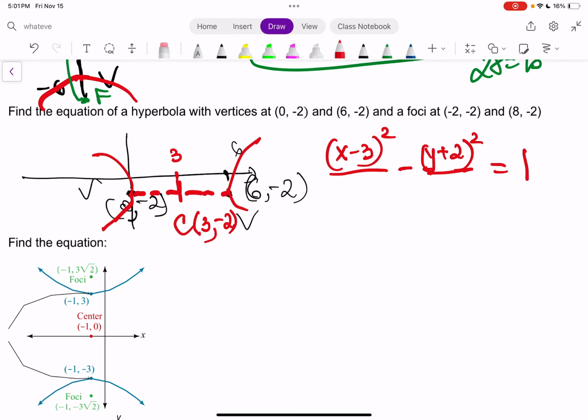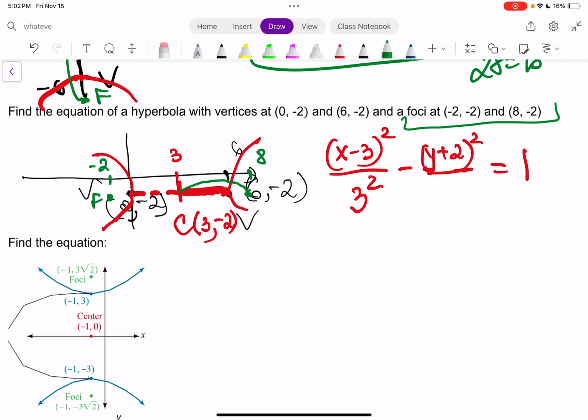And now, we already know what's the distance between the center and that vertex, the a value. So the a value is 3, and it goes in an x direction, yes? So now I have to, again, try and figure out that b value. So same thing as with the problem above. We are given the coordinates of the foci. One is at -2, -2. The other one is at 8, -2.